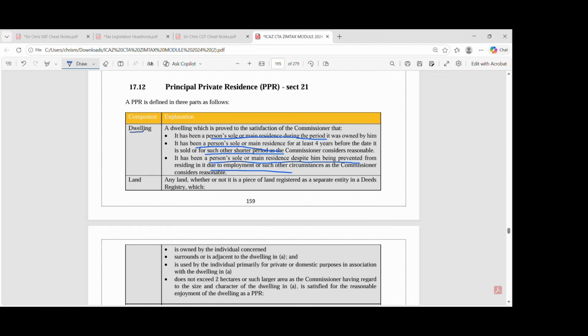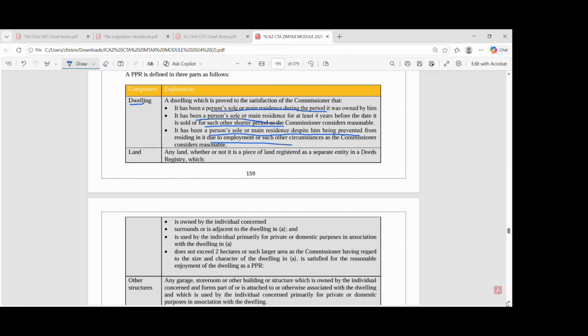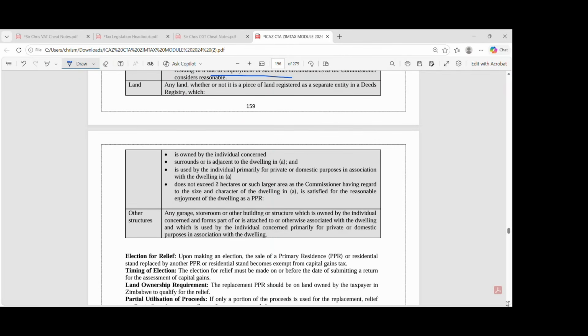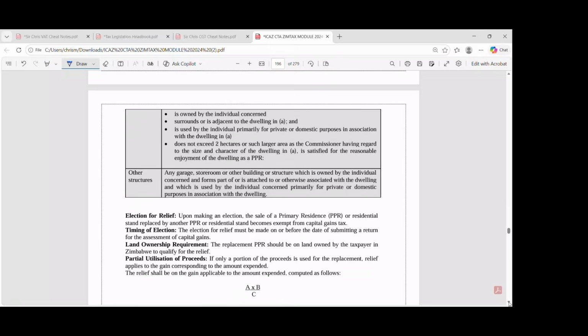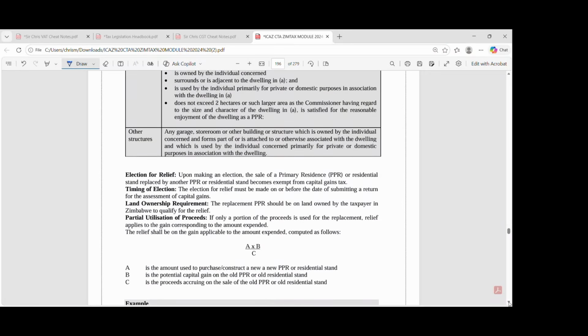There are factors which prove that, if it's any land. The definitions and components are critical. Then again, if we now dispose of a principal private residence, but I want to use the money I've received to construct a similar one in Zimbabwe, I can be given a relief.